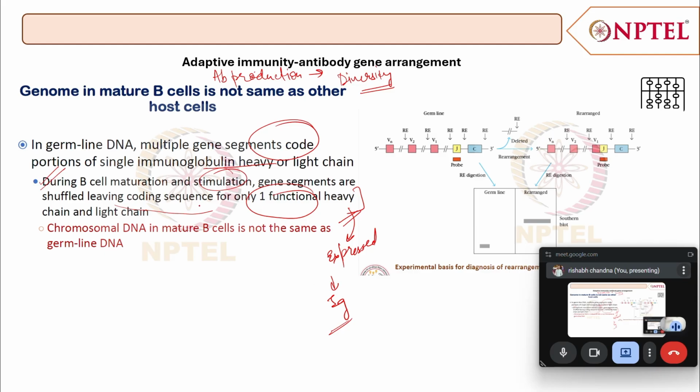Okay, so the chromosomal DNA in a mature B cell or a plasma cell will not be the same as in the case of the germline DNA.